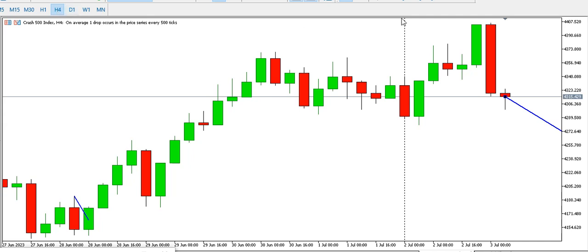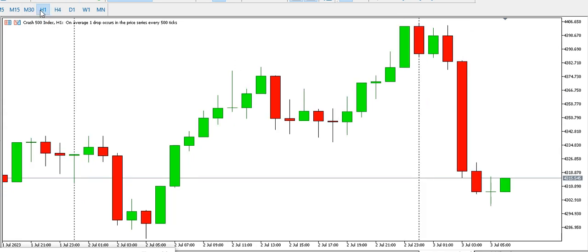On the 4-hour time frame, we can see a bearish engulfing candlestick. This normally appears at the top of a bullish trend. This is a bullish trend, and we have this, so this implies that price is likely going to drop. So you might want to look for selling opportunities for Crash 500 index on the 4-hour time frame.